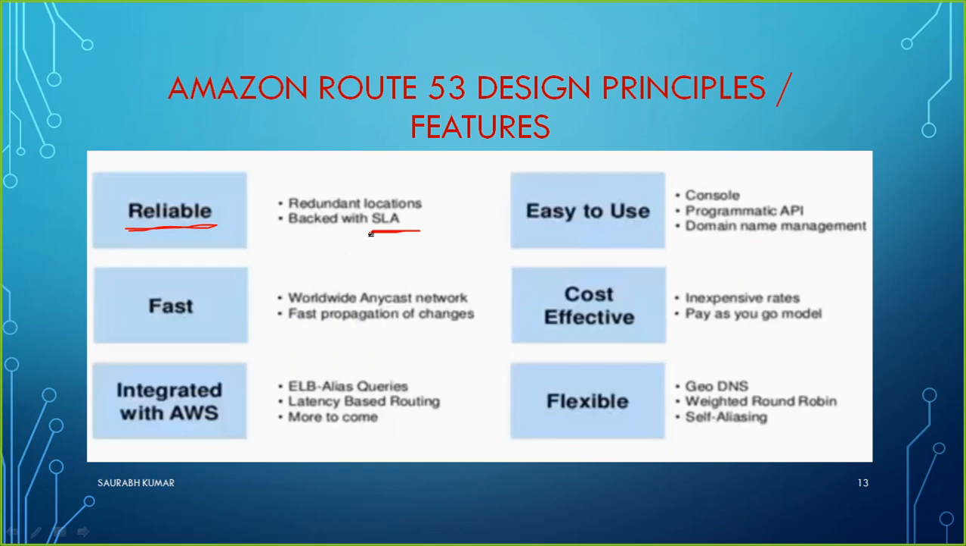They already give you an agreement of 99.999%, five nines or something like that. So that's why we can call it very reliable compared to any other DNS service. It is fast, with a worldwide anycast network and fast propagation of changes. Another feature is integration with AWS. It even integrates with ELB, elastic load balancing, alias query, and it supports latency based routing. More to come, there are many new things about to come about Route 53. This latency based routing I am going to explain in today's lesson itself. Don't worry about it.